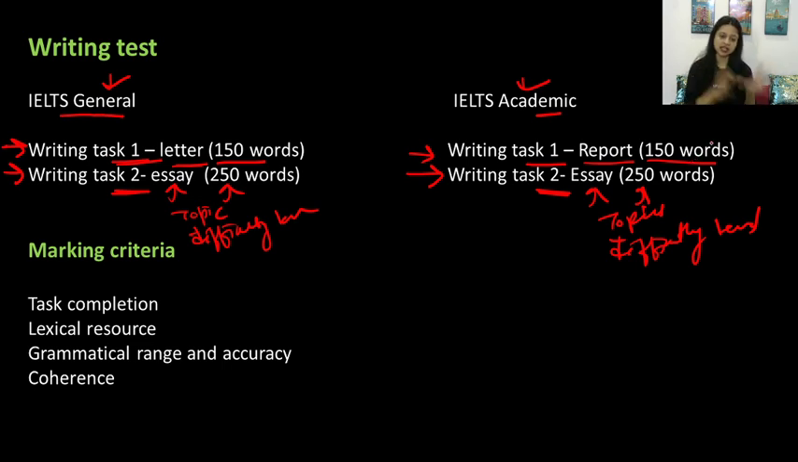Now let's take each of these individually. So I'm talking about IELTS General now. In IELTS General, you have to do two things. It's an exam for 60 minutes. In approximately 15 to 20 minutes, you have to write a letter. In approximately 40 minutes, you have to write an essay.